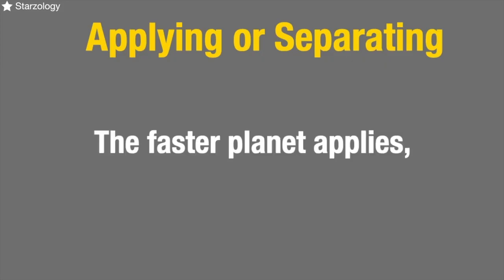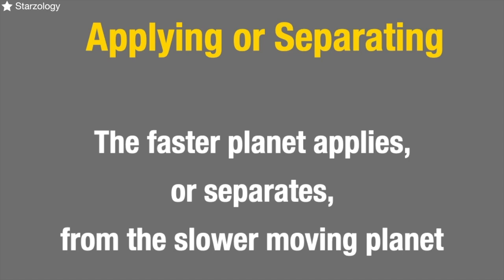So with an applying or separating aspect, what actually happens is that the faster planet applies or separates from the slower moving planet. So of the two planets within one aspect, one of those planets will be faster than the other, and it's the fastest planet that either applies or separates from the aspect. That's what we're looking for.